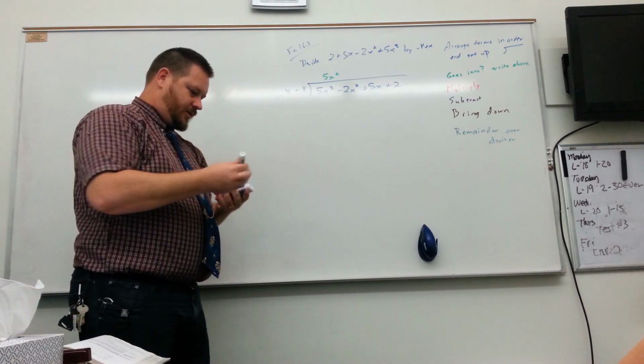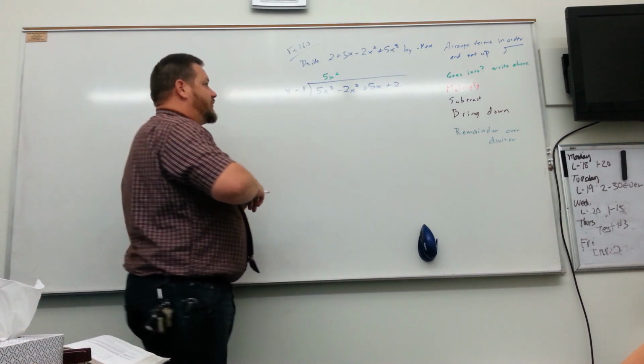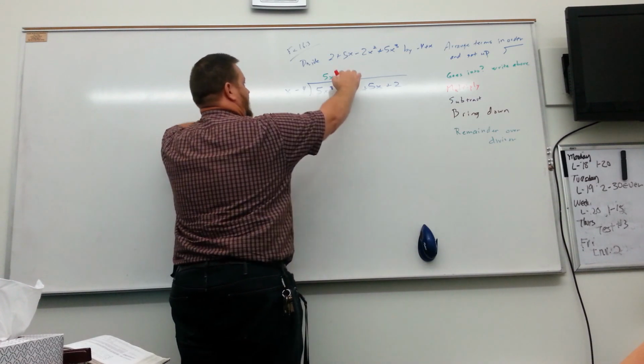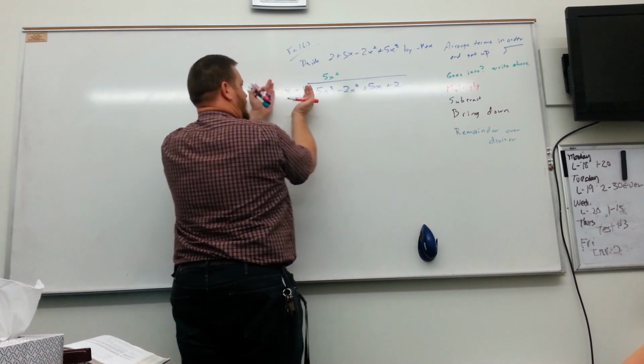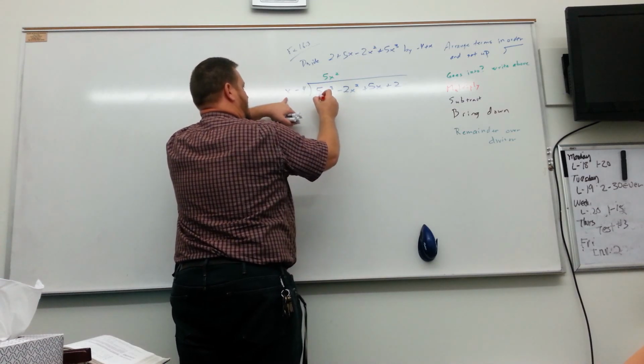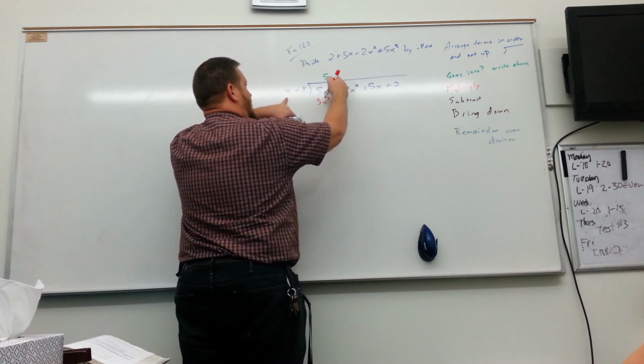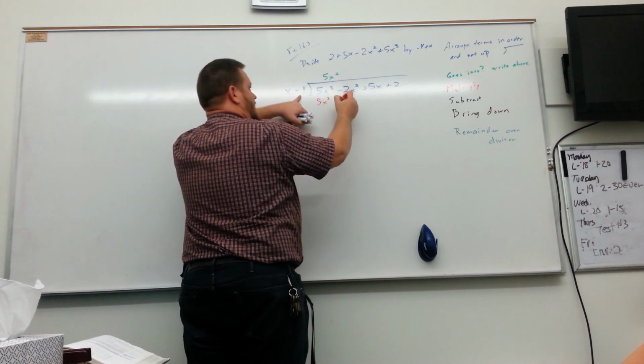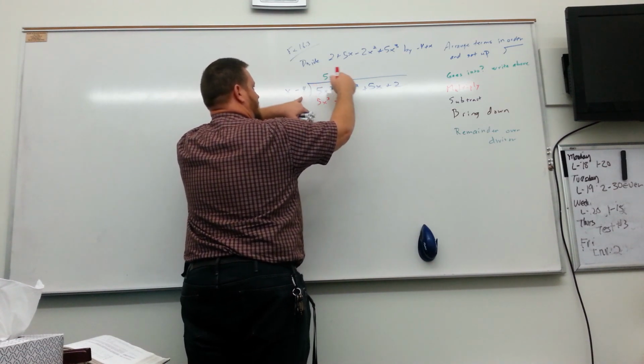Then, just like with regular long division, the next step is to multiply. So I'm going to take this, multiply by this whole thing here, and write it down here. 5x squared times x is 5x cubed. 5x squared times negative 4 is negative 20x squared.